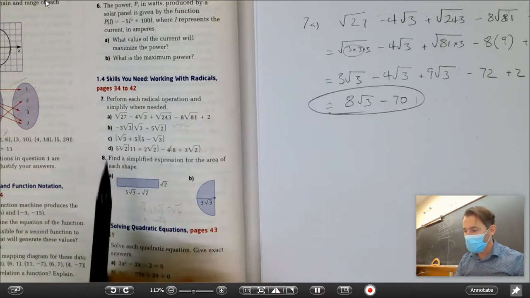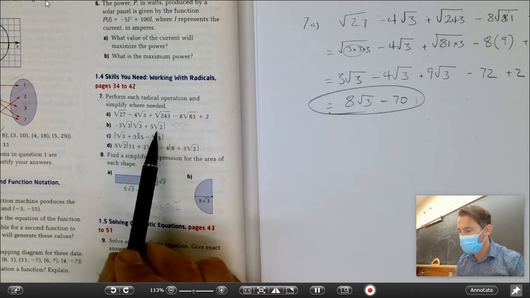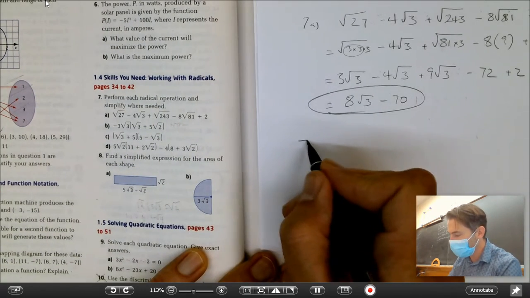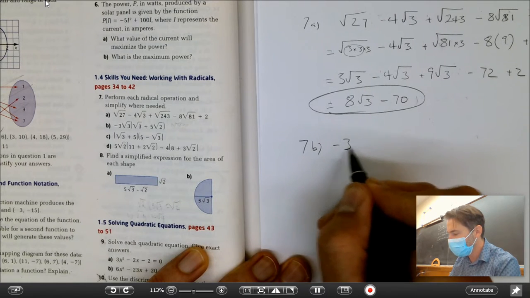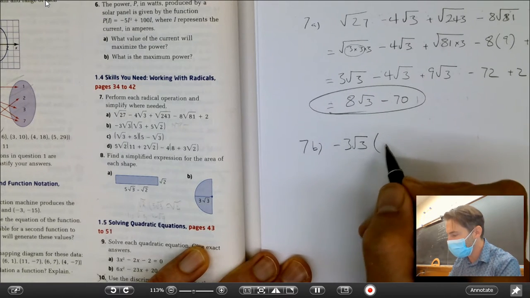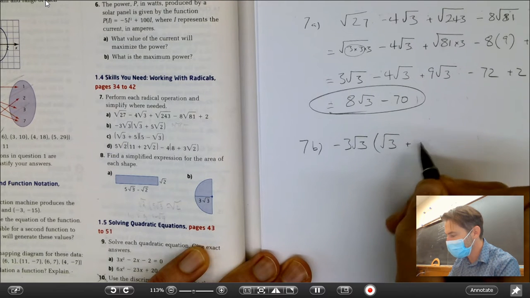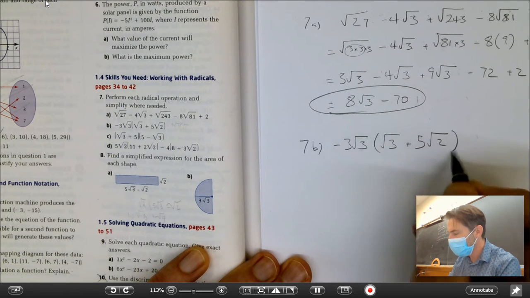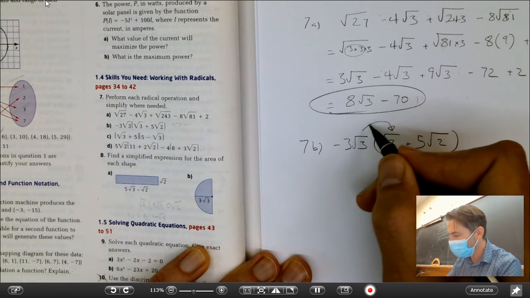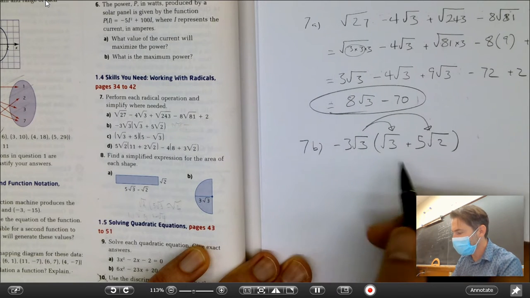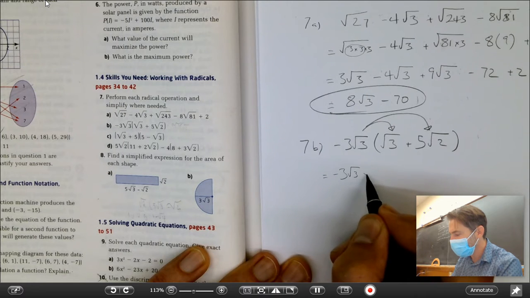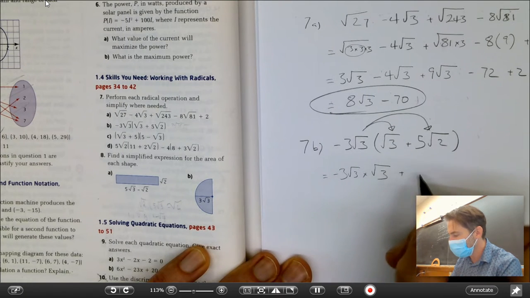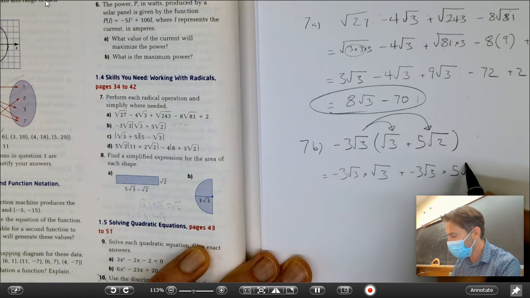Okay, next question. Negative 3 root 3 multiplied by root 3 plus 5 root 2. So write it out. And this one is going to use the distributive property. Now I distribute this in here and here. So let's do that. Let's write it out in 2 lines. Negative 3 root 3 times root 3 plus negative 3 root 3 times 5 root 2.